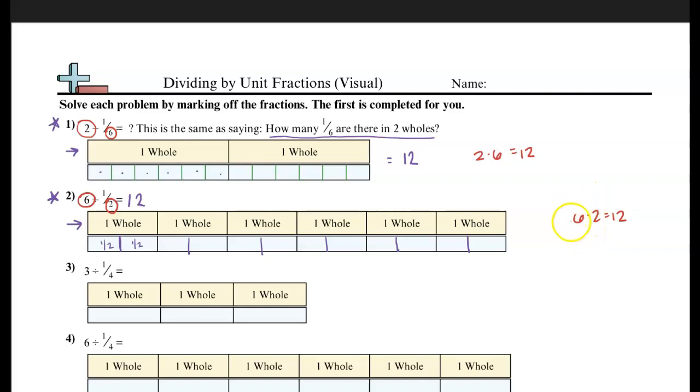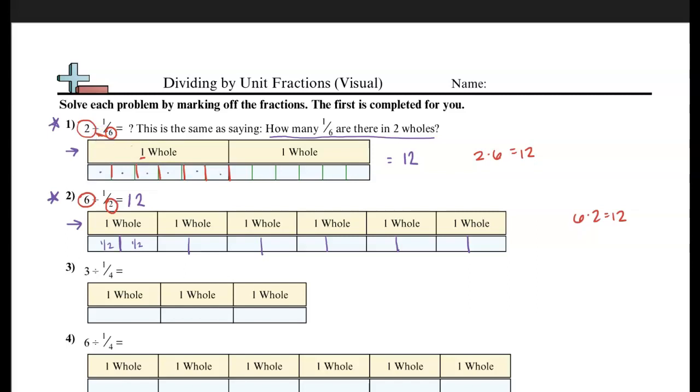Another way to explain why the relationship is happening, for each whole number, we cut the whole number into the number of pieces that matches our denominator. So in the first problem, we cut the first whole into 6 pieces. 1, 2, 3, 4, 5, 6 pieces here. And we did that again for the second whole, so it's almost like counting 6 twice. So that's why we can explain that we are multiplying these numbers.